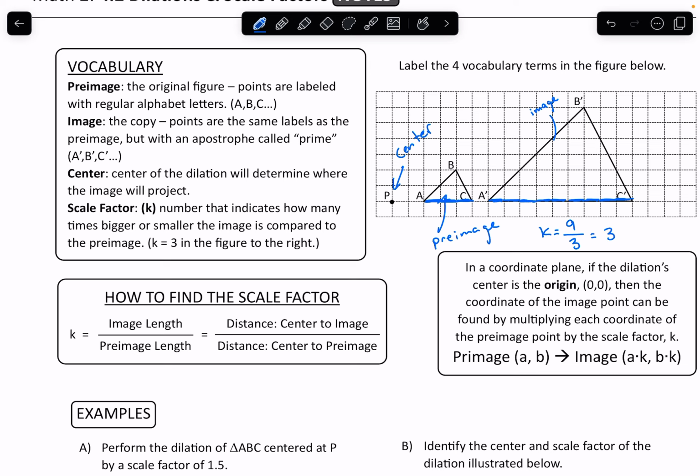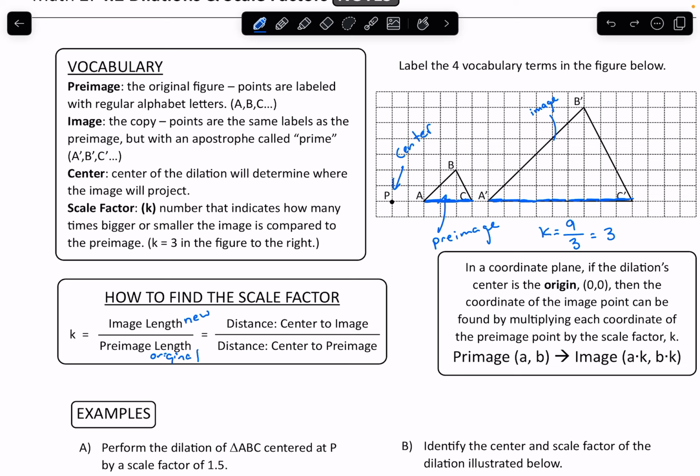So image length, if you want to write new next to this, so you remember it's the new shape, not the original. And the pre-image, remember that's the original image. Another way to find that is to measure the distance from the center point to the image for both of these. So you would measure the distance from P to P prime and put that on top, and then measure the distance from P to B and put that on the bottom.